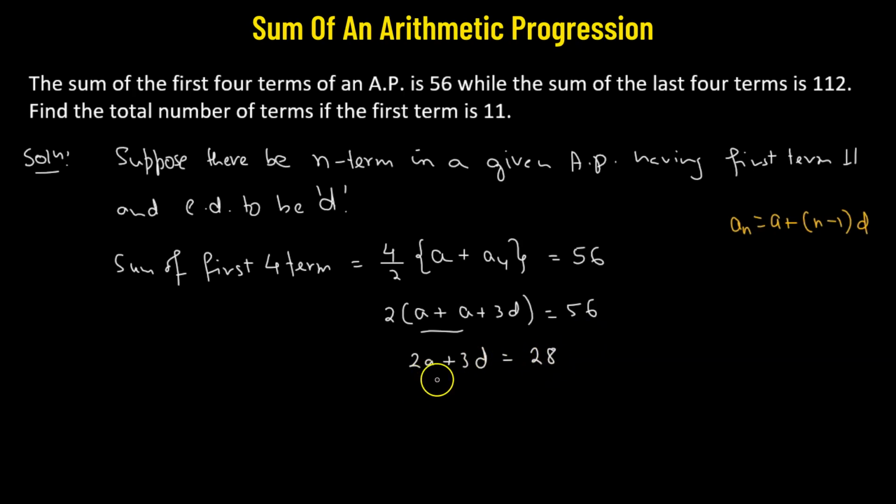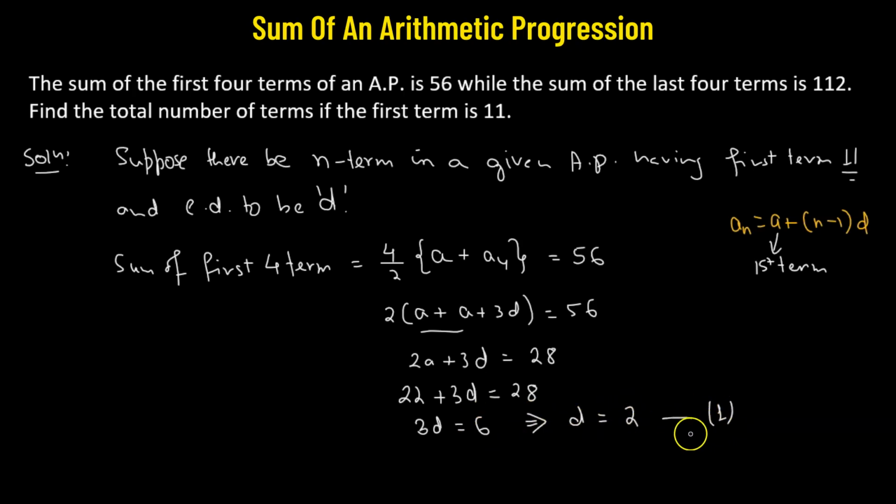Now A represents the first term, and it's given that this value equals 11. So we can replace A with 11. We have 2 times 11, that's 22. So 22 plus 3d equals 28. So 3d equals 28 minus 22, which is 6. Solving for d, we get d equals 2. Let's label this as number 1. We'll come back to it.